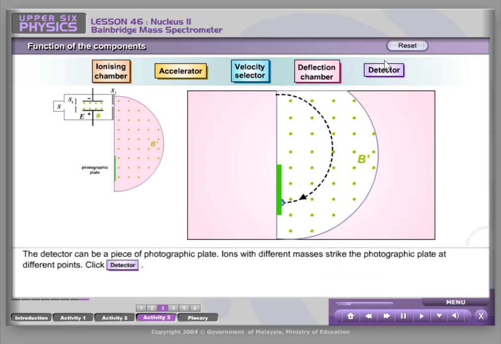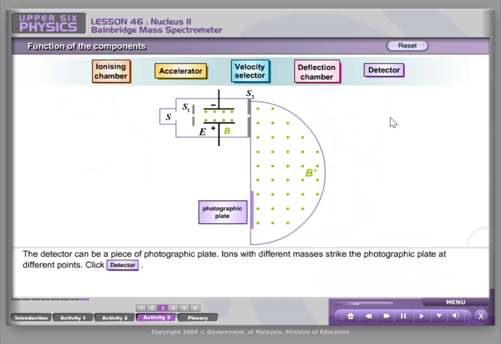The detector can be a piece of photographic plate. Ions with different masses strike the photographic plate at different points. Click the Detector button.